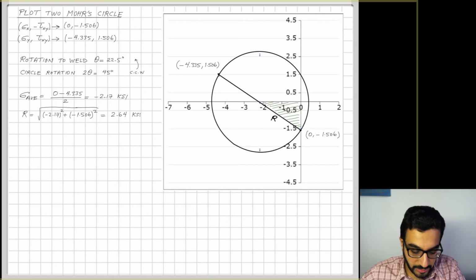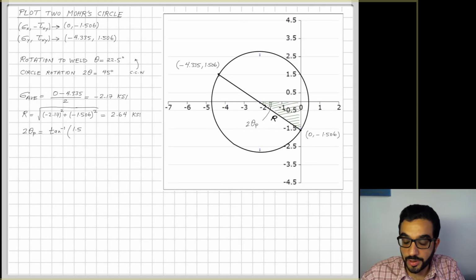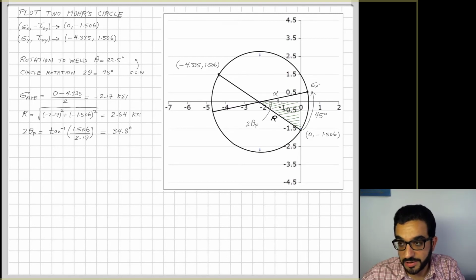So I now have the primary values of the Mohr circle, and now I can figure out 2 theta p from this hatched triangle, which is tan inverse of the height of the triangle over the base of it. So 1.506 divided by 2.17. I now know that this 2 theta p is equal to 34.8 degrees. And if my angle to that weld surface in the Mohr circle is 45 degrees, now I know that my line of transformed stresses will be above by an alpha angle of 10.2 degrees.